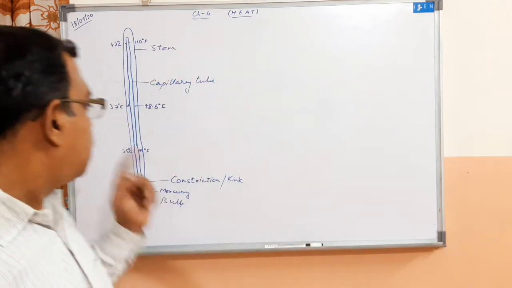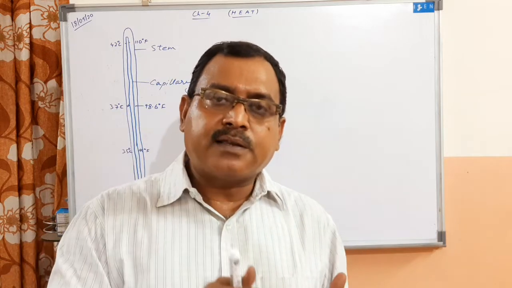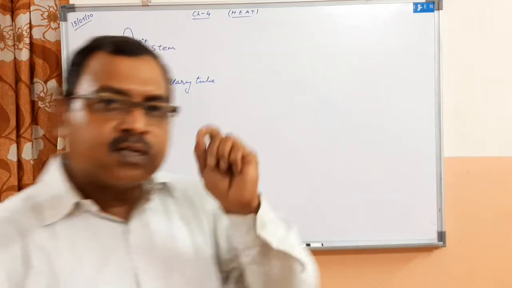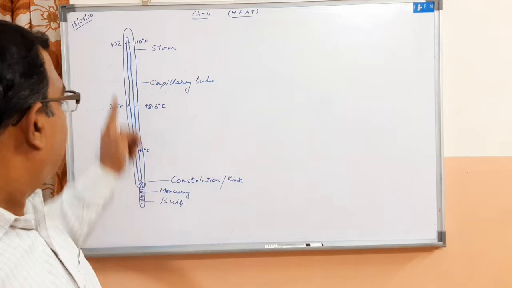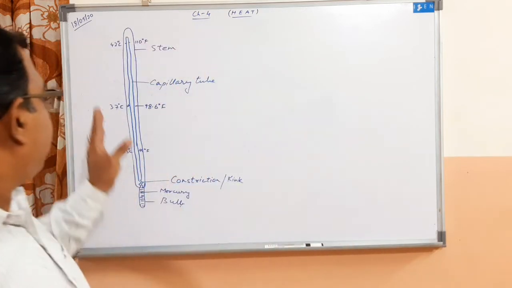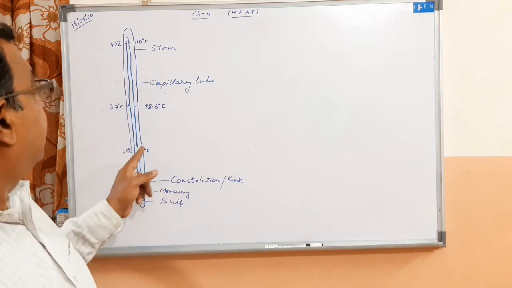Clear, children? So remember, the differences between laboratory thermometer and clinical thermometer will be given along with the question answers. Okay, children? So for this diagram, please use a ruler so that the lines become straight. Since I have drawn with free hand, the lines are not very straight, but this will be the structure. Whatever I have mentioned, these things should be written over there. Clear? And you must draw this diagram in your copy.